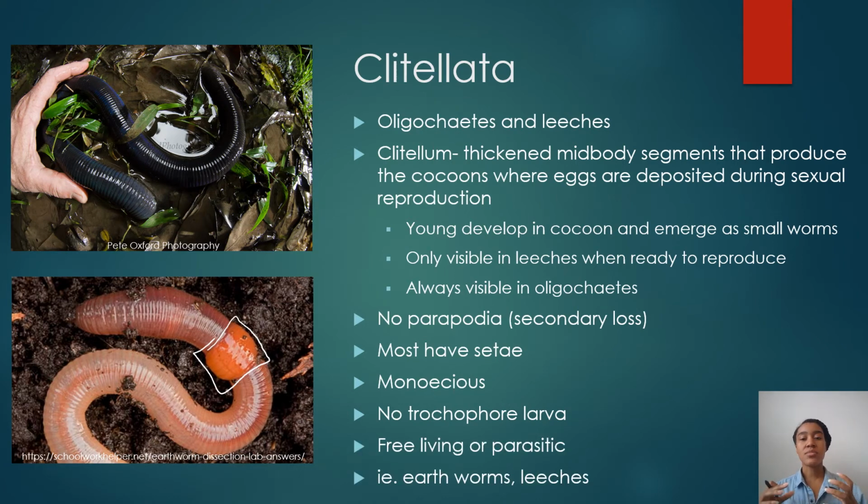The organisms that fit within this grouping can be free living or they can be parasitic. And you're probably like, yeah, leeches, duh, they're parasitic. But there are also some other worms out there that can be parasitic as well. Some examples are earthworms and leeches.